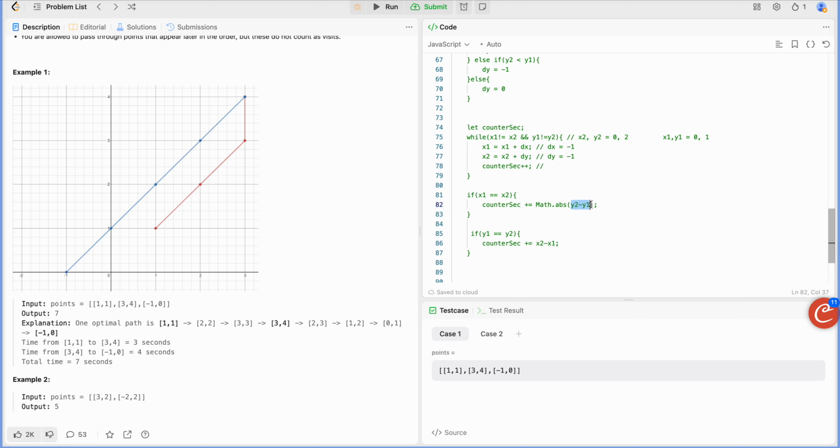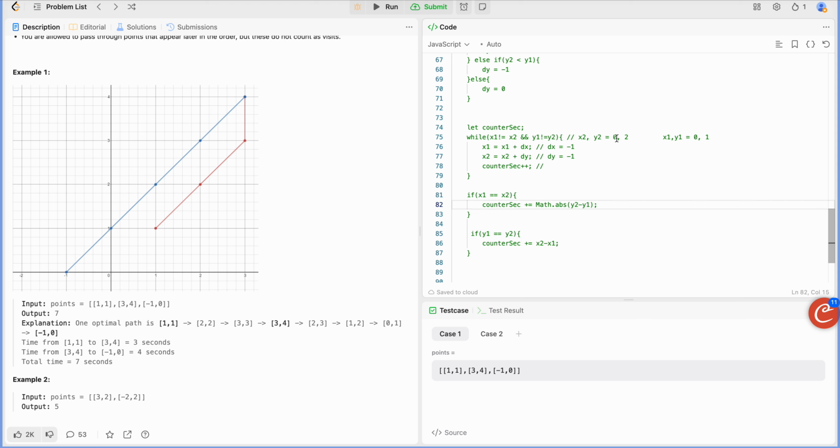If x1 equals x2, then the method returns y2 minus y1, right? So it will be 2 minus 1, which is 1. Suppose this is 0, 1 and I want to go to 0, 2 here, then it would be only 1 going up. If x1 is equal to x2, then this would be the case.